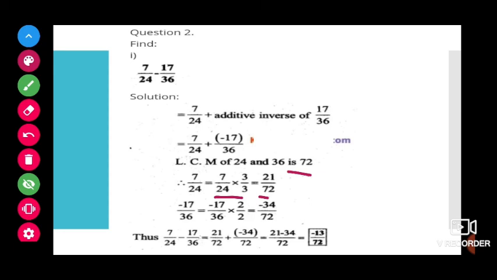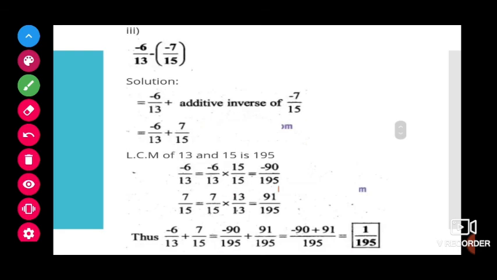Now both the denominators are the same, so we can add the numerators. 72 is the denominator. Numerators: 21 minus 34 is minus 13, by 72. One is positive, one is negative, so if we do the subtraction, we get minus 13 by 72. Okay.